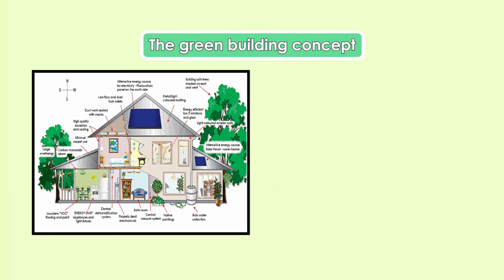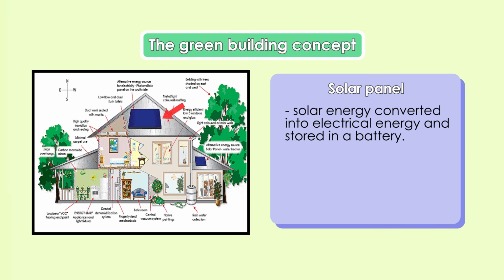The diagram shows a greenhouse with a lot of improvement being applied to achieve the green concept. Look at the solar panel being positioned on top of the roof to capture the sunlight. The solar energy will be converted into electrical energy and stored in a battery. It will light up light bulbs or spotlight inside and outside of the house.